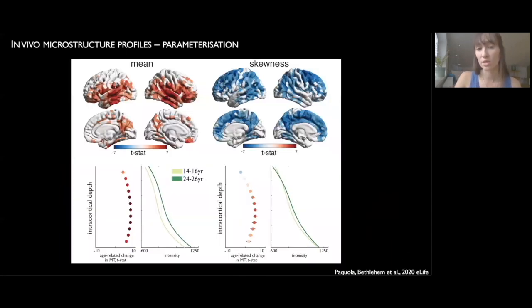So in previous work, we used this to look at changes in adolescence in particular. Here you can see that in the red regions, we're seeing an increase in the mean of the profile during adolescence. You see every part of the profile is increasing. There's a shift of the profile in intensities, whereas in these blue regions there's a decrease in the skewness because just specific surfaces are changing their staining intensity, so it changes the shape of the profile. So really by looking at these depth-wise changes, we can obtain a more comprehensive characterization of individual differences in cortical microstructure.